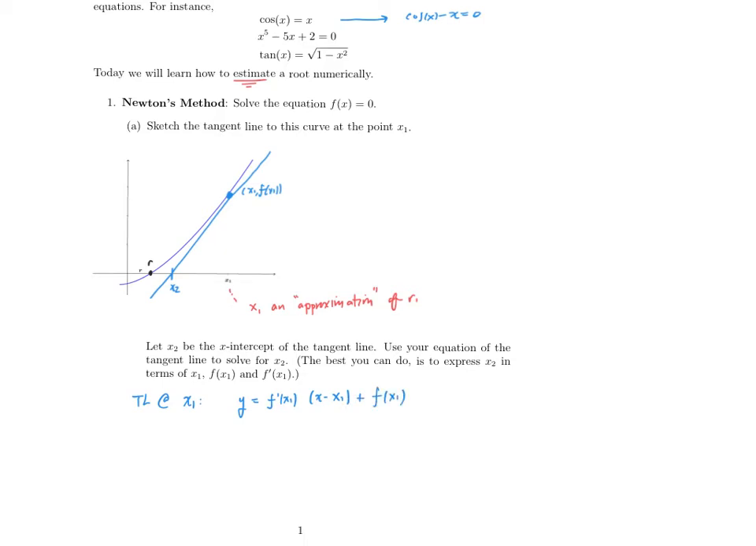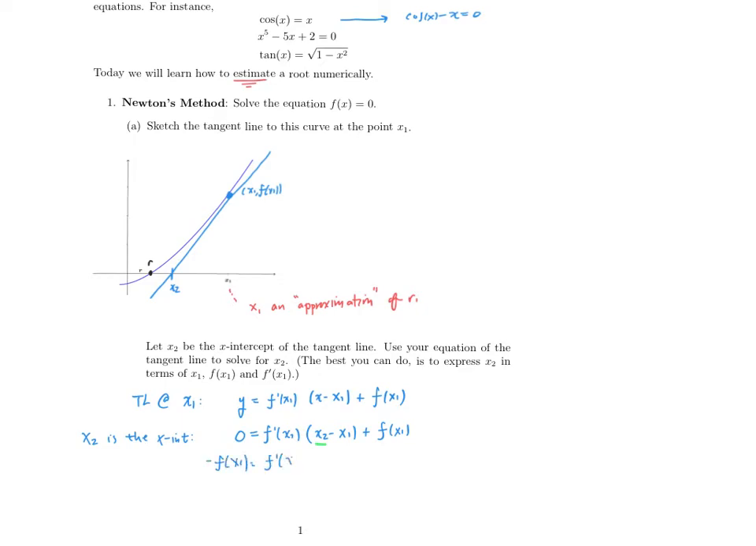What we would like to do is find the x-intercept. So x2 is the x-intercept of this line. And the x-intercept occurs precisely when y is equal to 0. So when y is equal to 0, the associated x value is going to be our quantity x2. And this is where we would algebraically like to solve for x2. So the first thing we could do is subtract f of x1 from both sides.